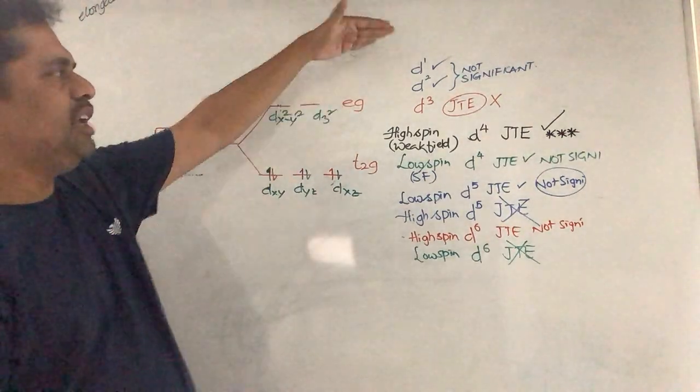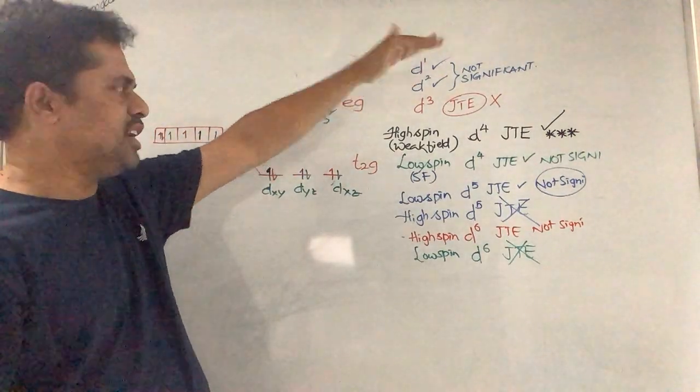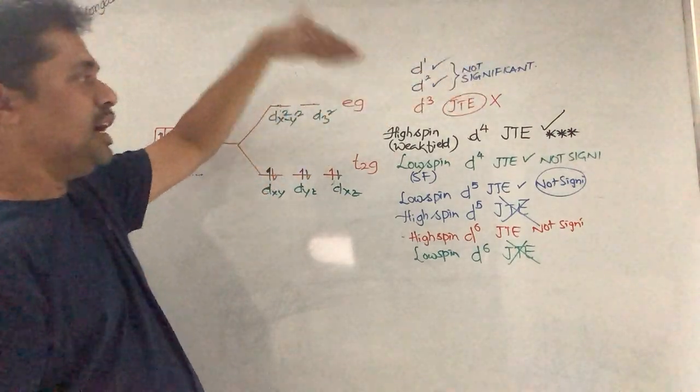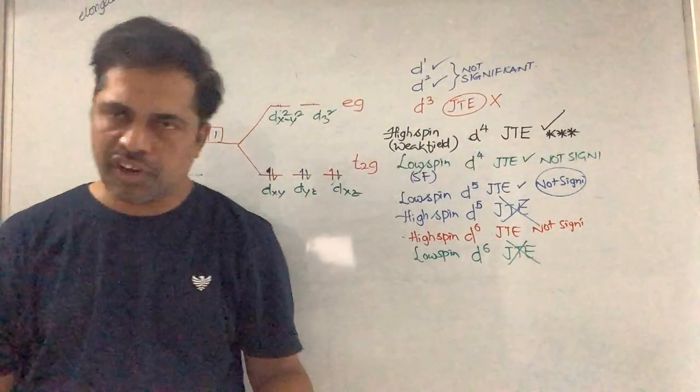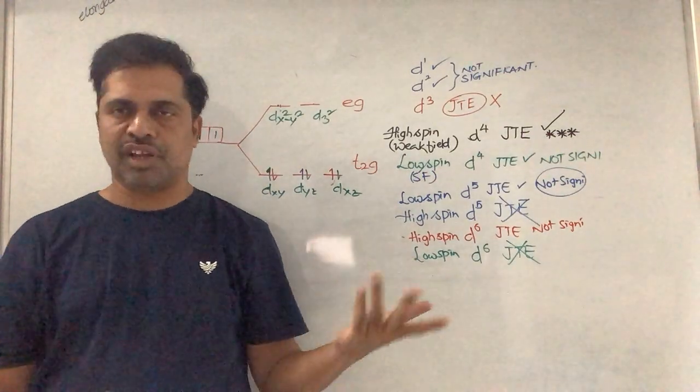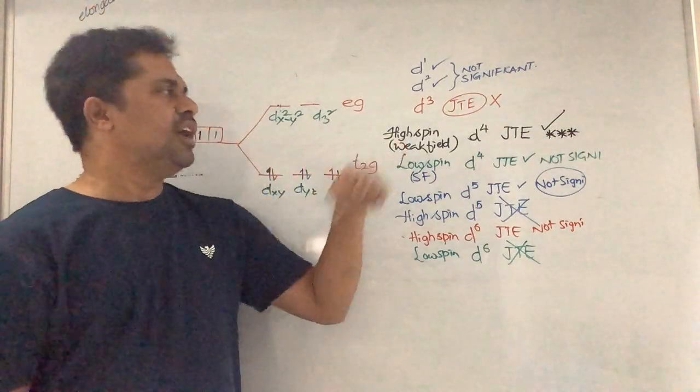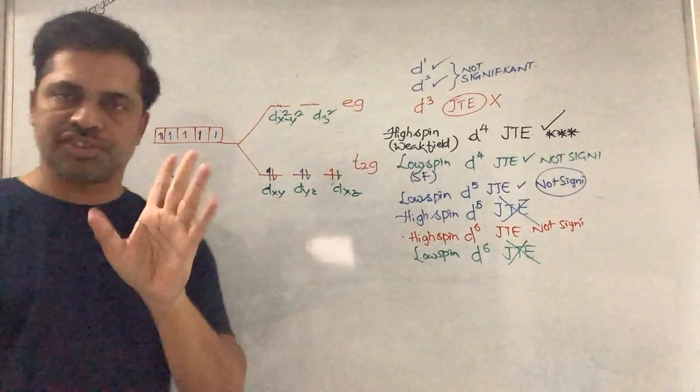Till now, d1 and d2 are not significant, d3 is not at all present, and d4 high spin is very important for us. So first question for you: in which of the following cases can you expect a Jahn-Teller effect? First option, if it is a d4 high spin complex, that's right.